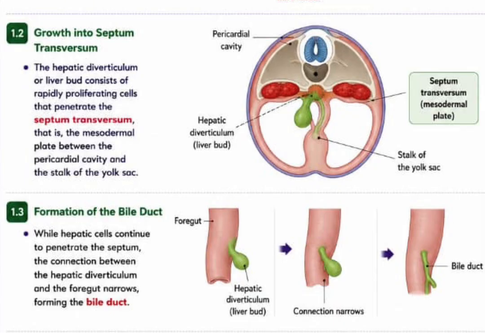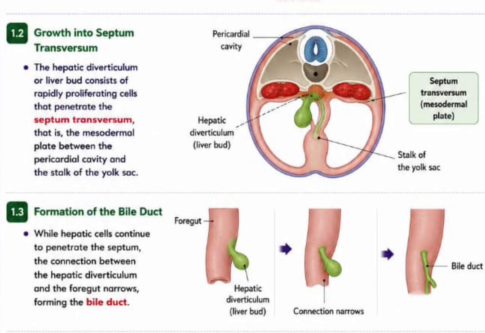Are you getting now? So the hepatic cells from the hepatic diverticulum begin to penetrate the septum transversum. That is the mesodermal plate between the pericardial cavity and the stalk of the yolk sac. That is where the septum transversum is. So the septum transversum becomes the central tendon of the diaphragm in the future. But here it is only separating the pericardial cavity from the stalk of the yolk sac. Don't forget. You can see in the image the hepatic diverticulum, which is the liver bud. You can see the septum transversum, the stalk of the yolk sac, and the pericardial cavity.